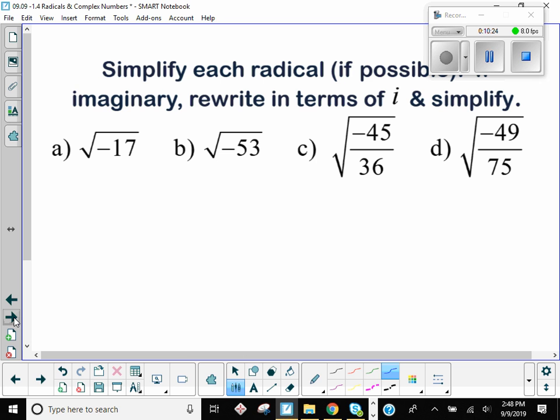Try A and B. Don't try C and D unless you're feeling particularly ninja-like. That's some whole other level. So just wait. Do A and B, please. Just at a minimum, do A and B.